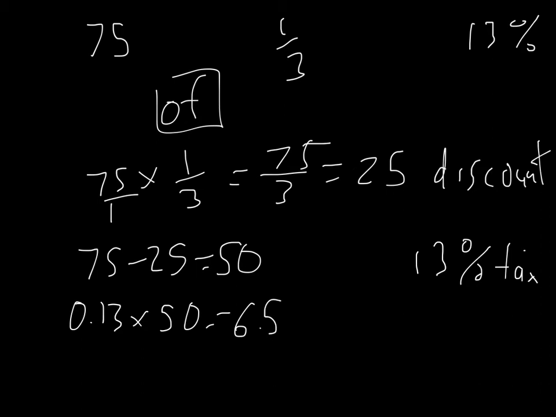So that's $6.50, and this is the amount of tax I paid. So my total price will be 50 plus 6.5 equals 56.5. And that's my total price.